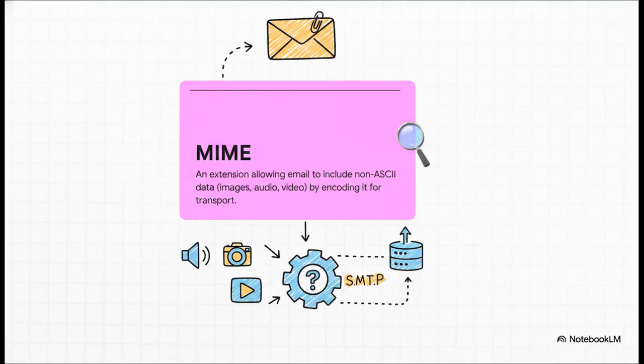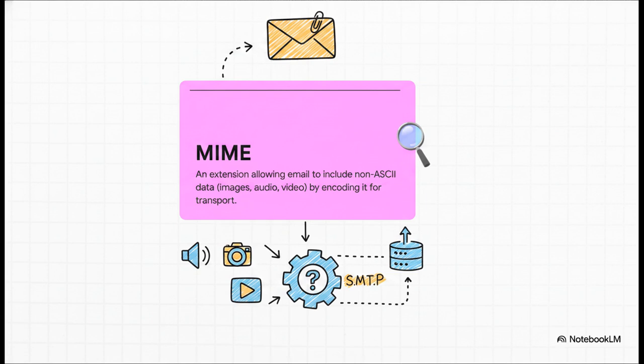The magic ingredient is something called MIME. Think of MIME as a special translator. It takes your image or your audio file, and it basically wraps it up or encodes it into a text-based format that the old SMTP protocol can understand and carry. It's the essential trick that powers modern email. And yep, that's the key to solving assignment question 7, which asks which protocol lets you send non-ASCII data.